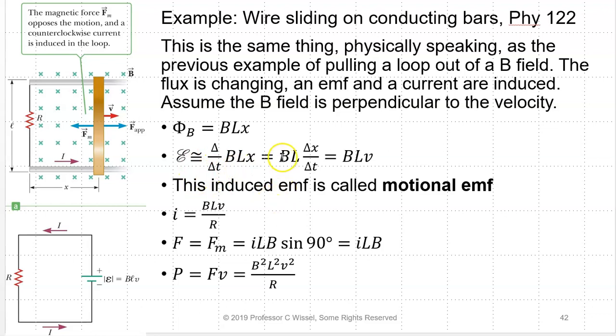The only thing that's changing here is the X. So it's BL delta X over delta T, and that is BLV. This induced EMF is called the motional EMF because it's due to the motion of something. So I equals BLV over R. F of B equals Fm, that's a magnetic force, is ILB sine 90 degrees, or ILB. So the power is F times V, that's B squared L squared V squared over R.